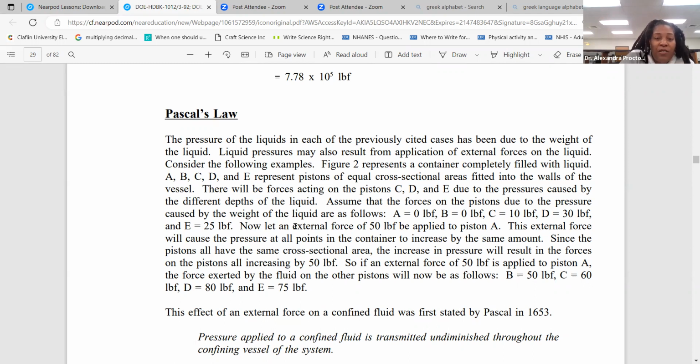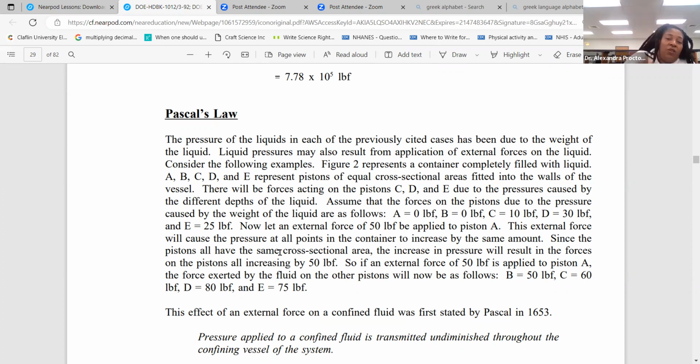There may be forces acting on pistons C, D, and E due to pressures caused at different depths in the liquid. So assume the forces on the pistons due to the pressure caused by the weight of the liquid are as follows. A is equal to 0 pound force, B is equal to 0, C is equal to 10, D is equal to 30, and E is equal to 25 pound force.